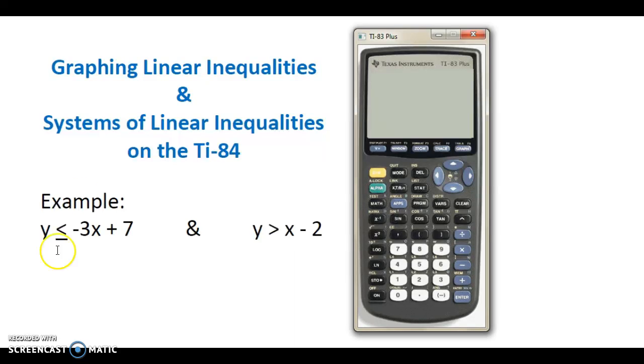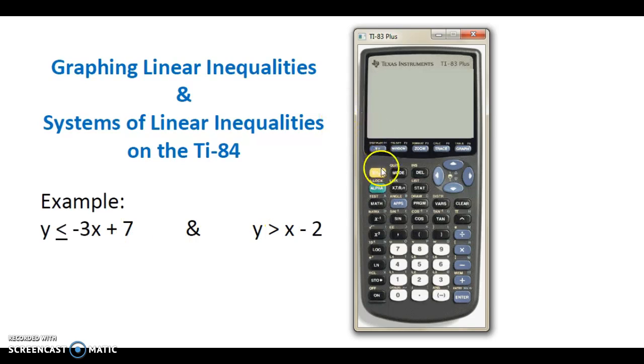Hi guys, this is just a quick video on how to graph linear inequalities and systems of linear inequalities on the Texas Instruments TI-84. I have a TI-83, but these steps will work just as well for the 84. So first I want to graph this inequality, y is less than or equal to negative 3x plus 7.